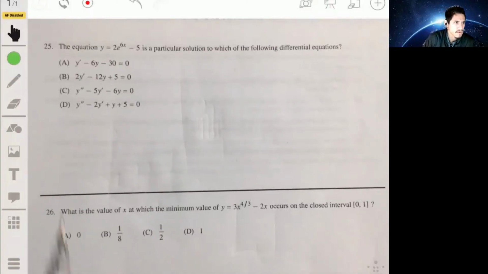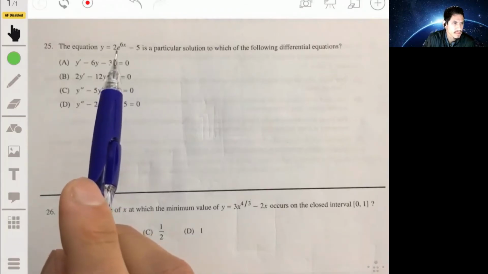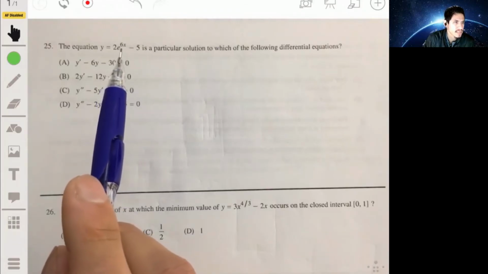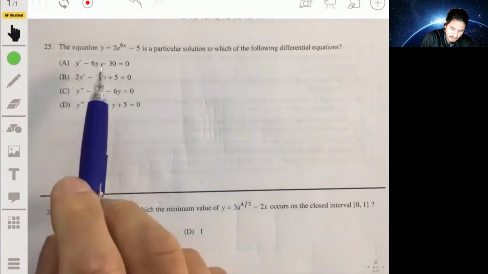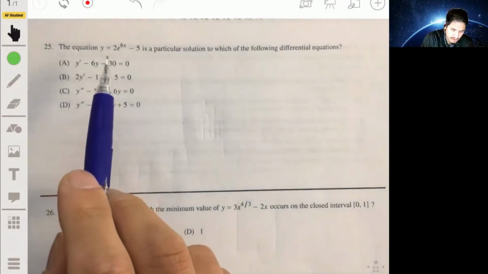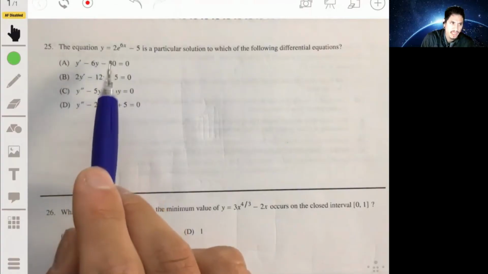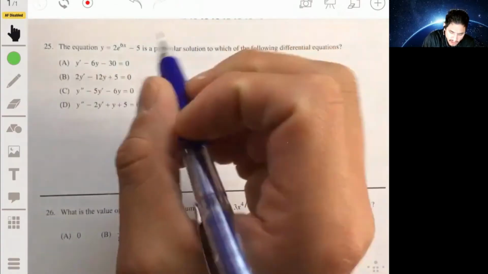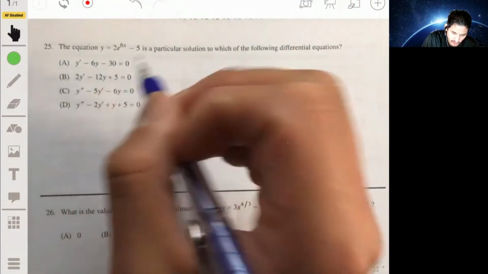All right, so in 25, we have that the equation for y is equal to 2e^(6x) minus 5, and we're told that it's a particular solution to the following differential equation. So essentially, you just want to figure out which of these equations this will satisfy. So let's start off by taking the first and second derivatives. That way we can just plug it in easily.